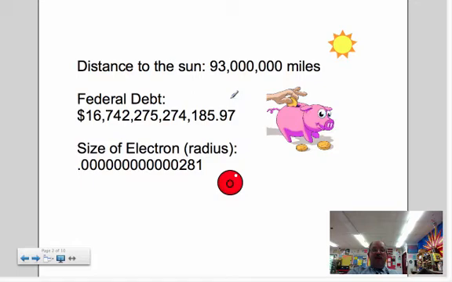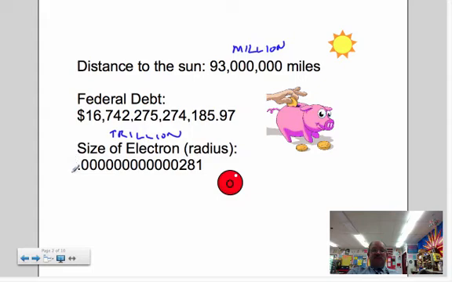and small numbers. This is an approximation of how far it is from the Earth to the Sun, 93 million miles, which isn't really that large a number in the scheme of things. This is the federal debt, the amount of money that the government owes. There's thousands, millions, billions, and this is trillions. So this is $16 trillion, which is a lot of money.